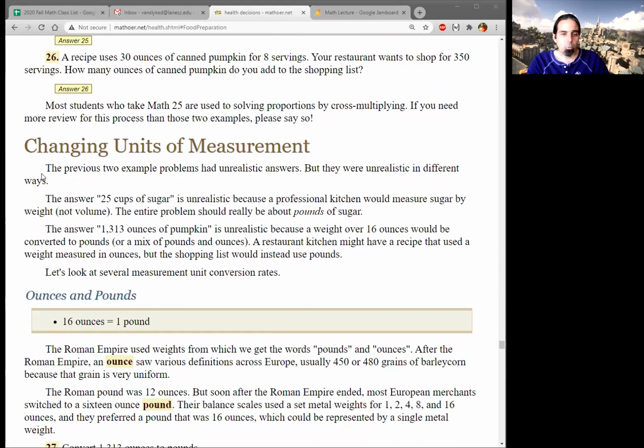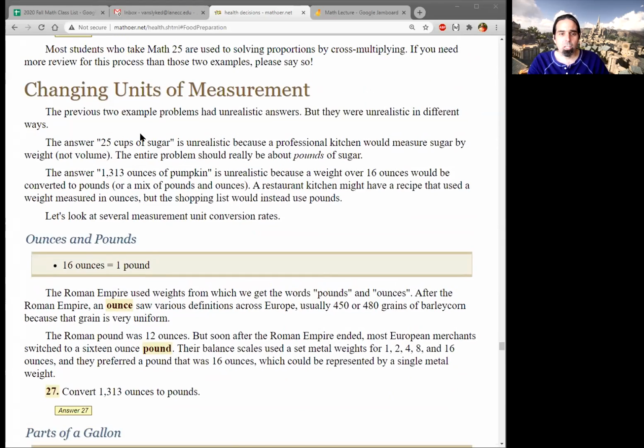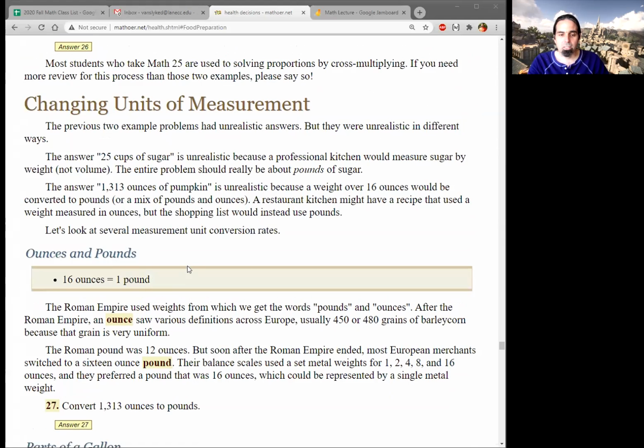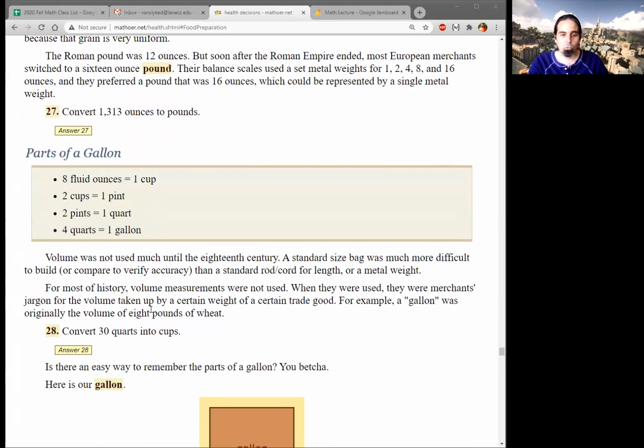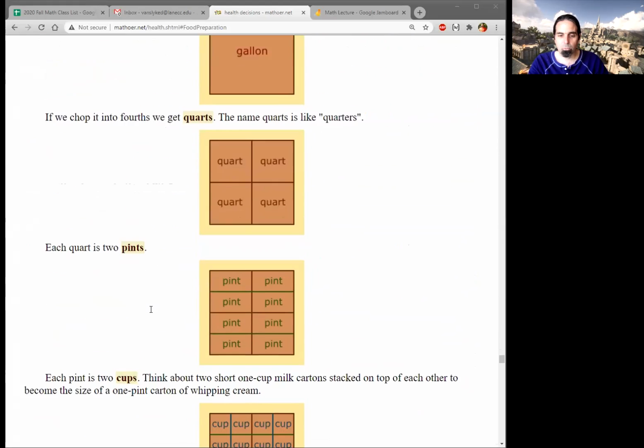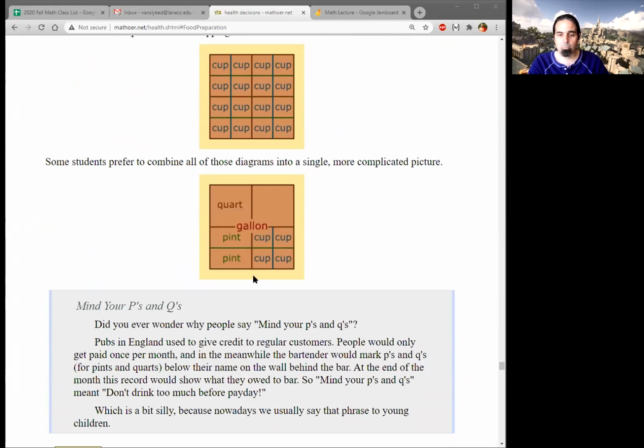Another reason to use proportions, besides scaling the whole recipe from this many servings to that many servings, is when you have to change units of measurement, like 16 ounces is a pound or 4 quarts is a gallon. And we talked about the ways to memorize how many cups or pints or quarts are in a gallon. Anyone want more review of that? Yeah, I'll have some review.